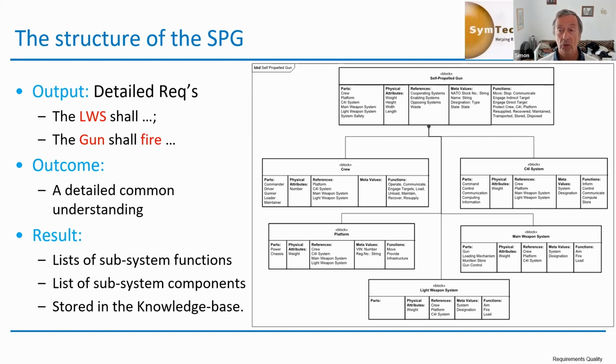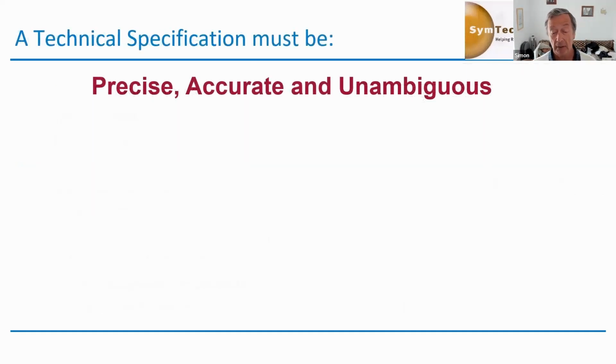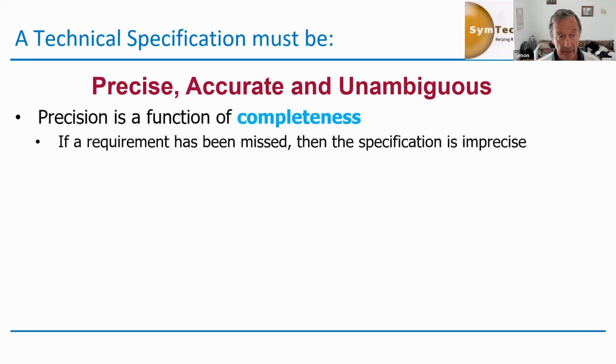Great, but how do we know that our requirements made sense? What was the quality of our requirements? Well, for me, a technical specification has to be precise, accurate, and unambiguous. So what do I mean by that? Well, precision, I believe, is a function of completeness. Because if you've missed a requirement, then the specification is imprecise. You haven't covered everything you need to cover.